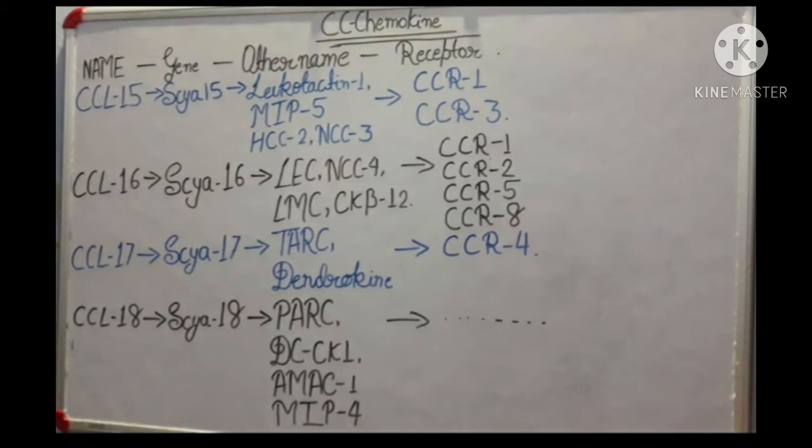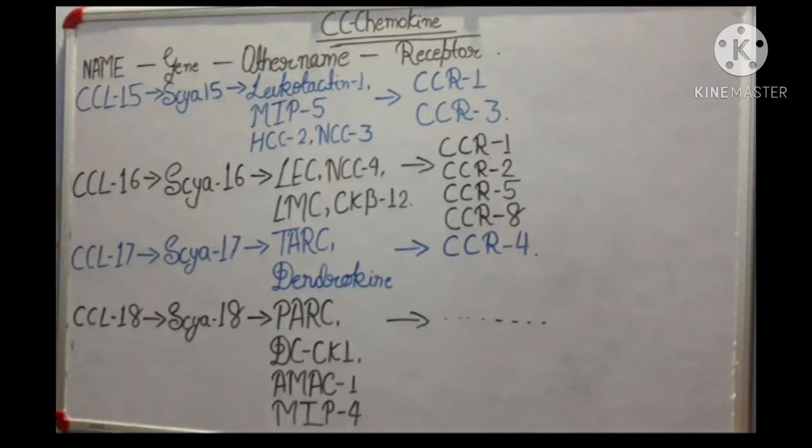CCL16 is encoded by SCYA16, and it is also known as LEC, NCC4, LMC, CK-beta12. Its receptors are CCR1, CCR2, CCR5, and CCR8. Next is CCL17, which is encoded by the SCYA17 gene. It is also known as TARC and dendrokine. Its receptor is CCR4.